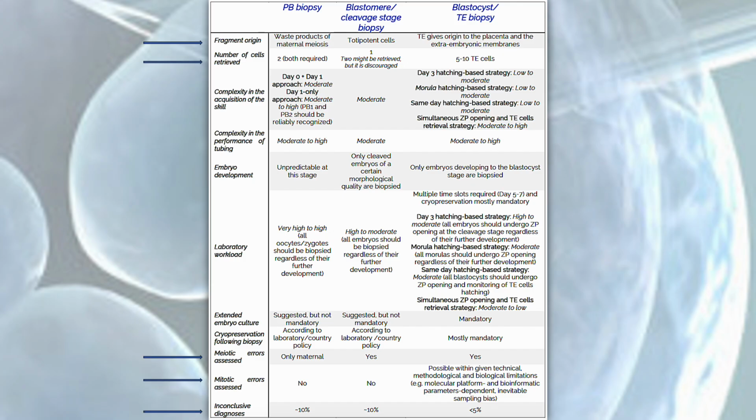The inconclusive diagnosis in polar body biopsy and the cleavage stage biopsy is higher, approximately 10%, while it is less than 5% with the trophoectoderm biopsy, obviously because we are taking more number of cells.